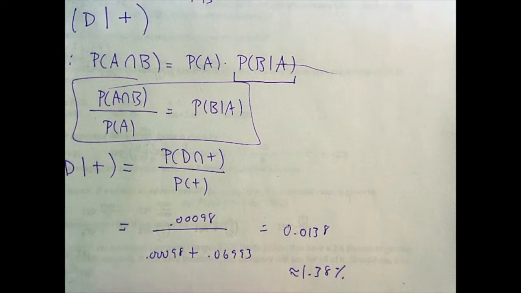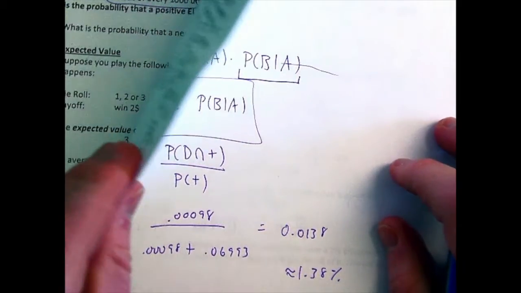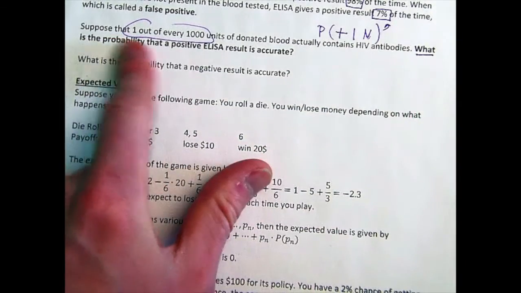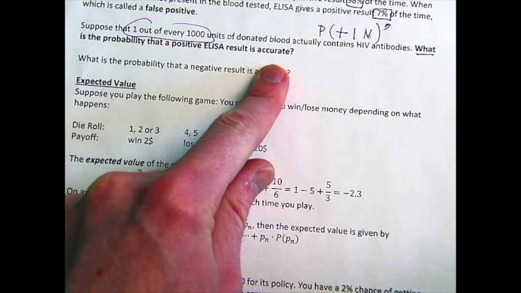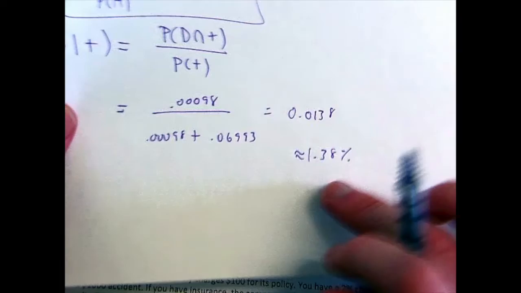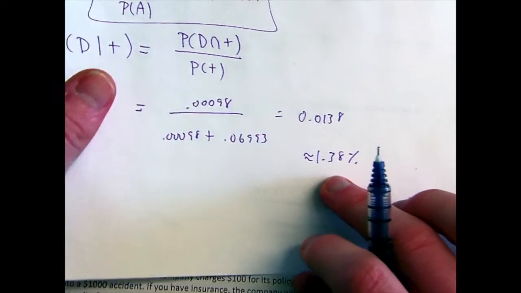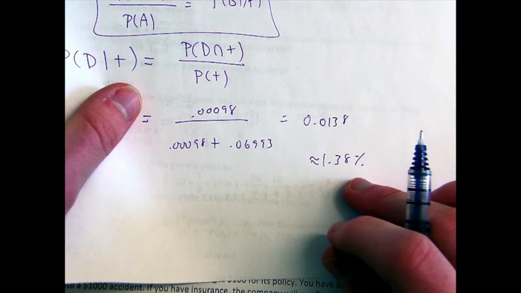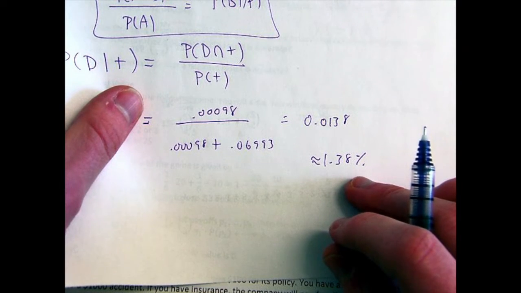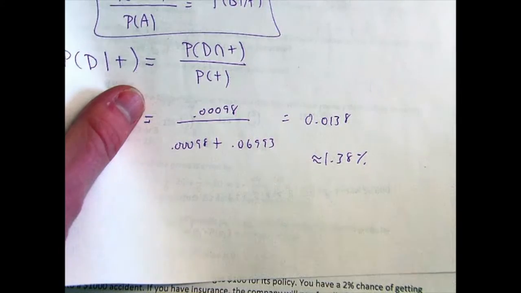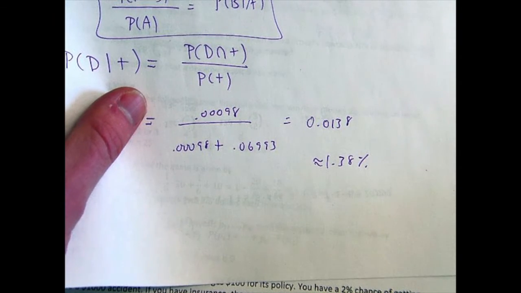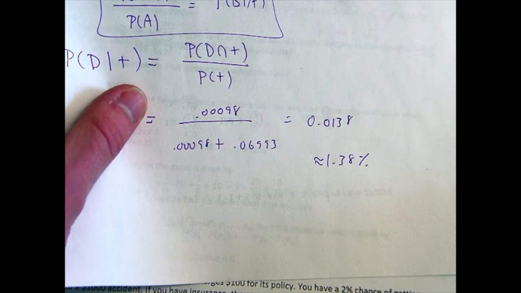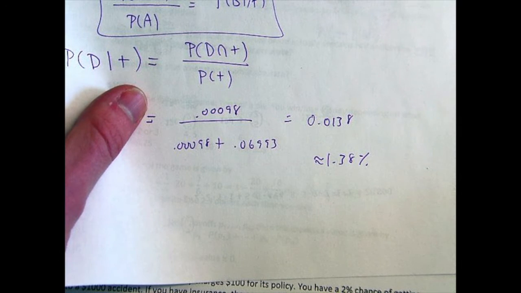That's pretty low. Let's remember what this question was actually asking. It said, what's the probability that a positive ELISA result is accurate? And it turns out the probability that a positive ELISA result is accurate is extremely small, 1.38%. So what that's saying is if you take this test and it comes out positive, it is very unlikely that you actually have the disease.